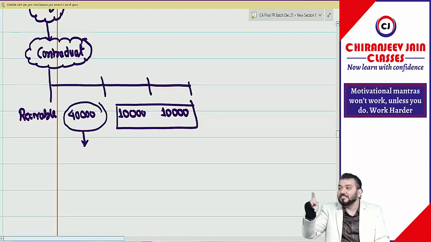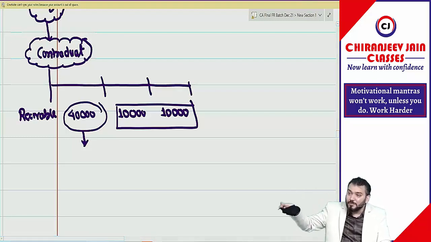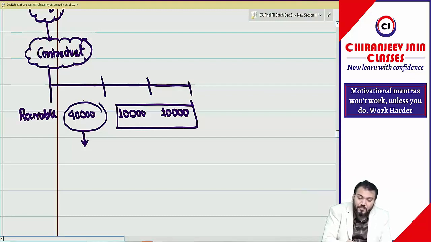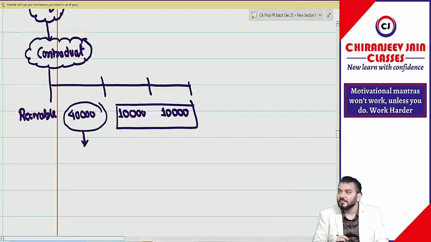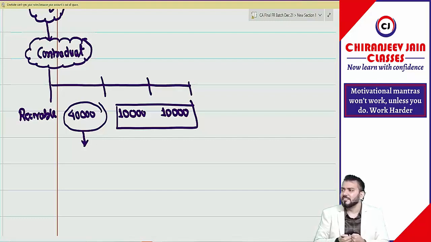Ind AS 20 has never said that whatever is not receivable you can recognize. Means if there is no right to receive 10,000 in first year, can you recognize it? Can you recognize it? You can't recognize it. This point, have you understood? Have you understood? Doubt.